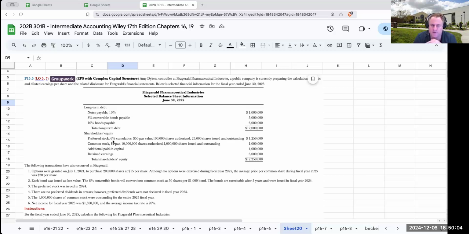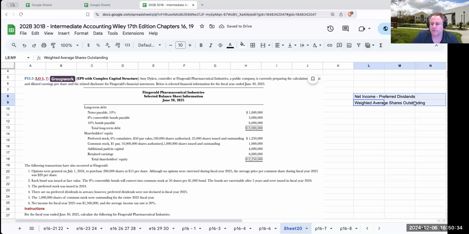So before we get to the more complicated one, which is going to be diluted earnings per share, let's go through and do the basic earnings per share. So our basic earnings per share is going to be our net income minus our preferred dividends divided by the weighted average shares outstanding.